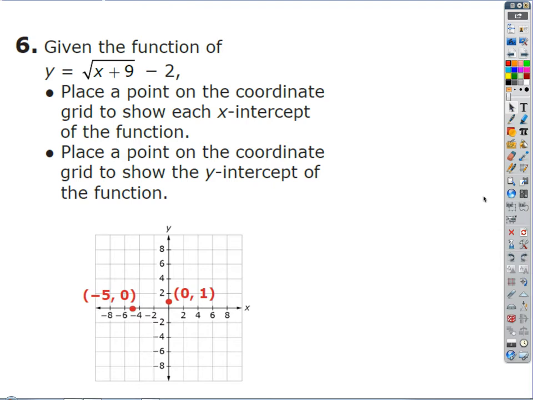And so we'd get -5 if we do that. Plot a point to show where the y-intercept is. Well, the y-intercept is just where x is 0, right? So set x equal to 0 and evaluate, right? So I'm going to get square root of 9 is 3 minus 2 is 1. Okay, all right.